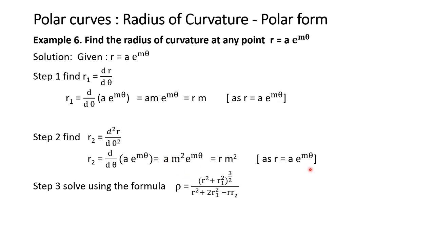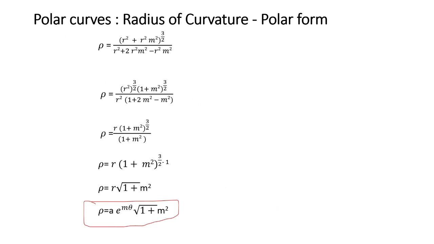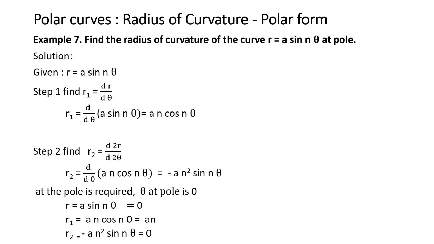Example 7. Find the radius of curvature of the curve r is equal to a sine n theta at the pole. Solution, given, r is equal to a sine n theta. Step 1, find r1. r1 is differentiation of a sine n theta, which is a n cos n theta. Step 2, find r2. r2 is differentiation of a n cos n theta, which is minus a n square sine n theta.